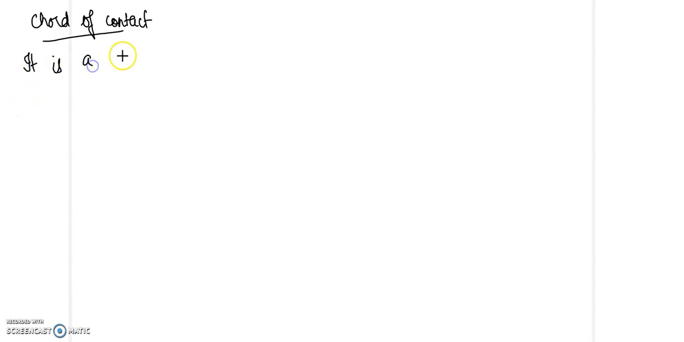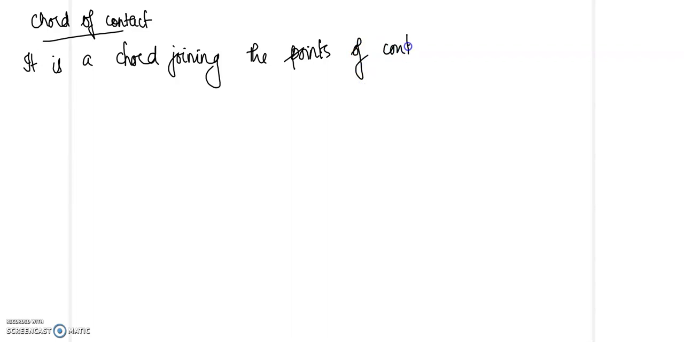So, it is a chord joining the points of contact of tangents to a conic from a given point outside the conic.